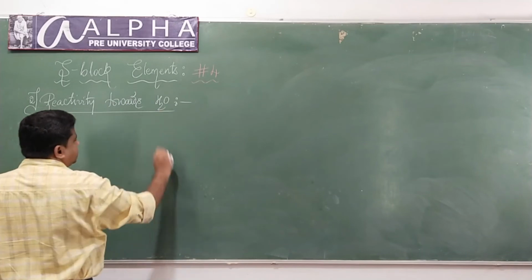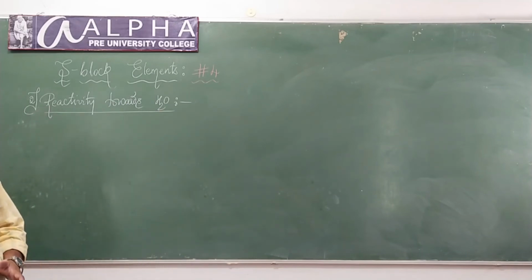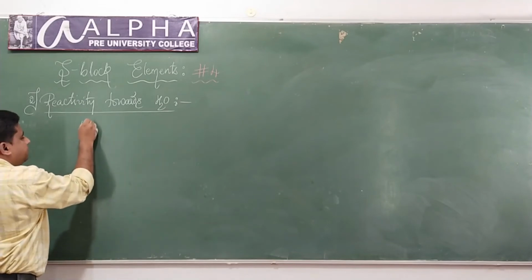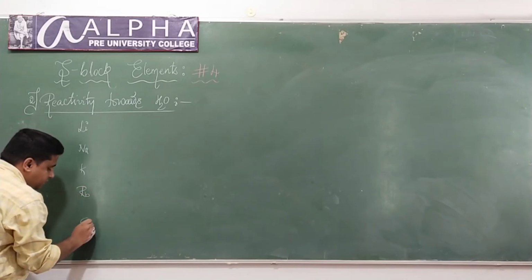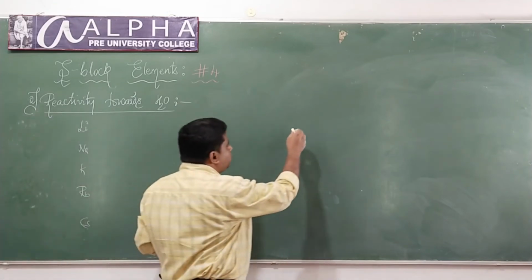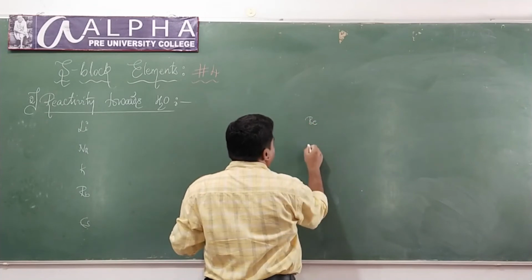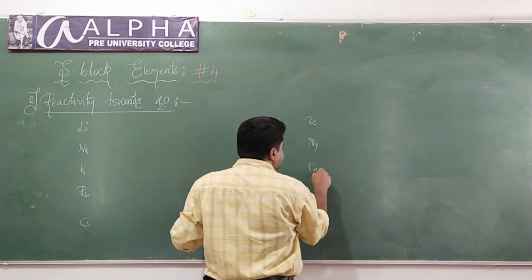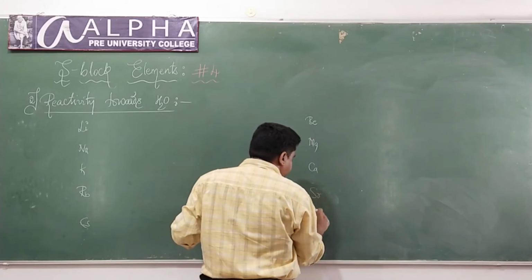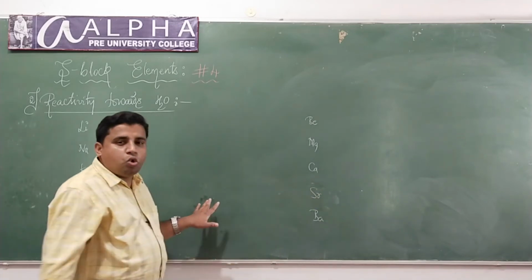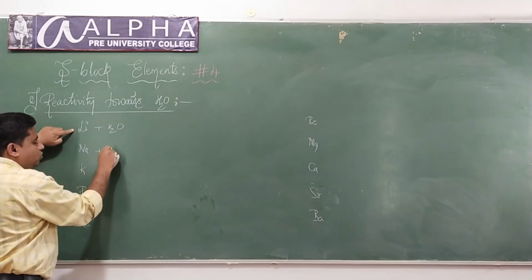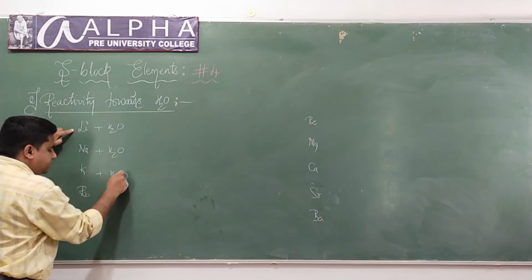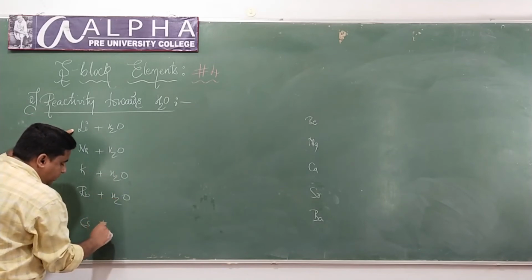I'll take both alkali metals and alkaline earth metals. Alkali metals: lithium, sodium, potassium, rubidium, cesium. Alkaline earth metals: beryllium, magnesium, calcium, strontium and barium. What happens when alkali metals react with water?